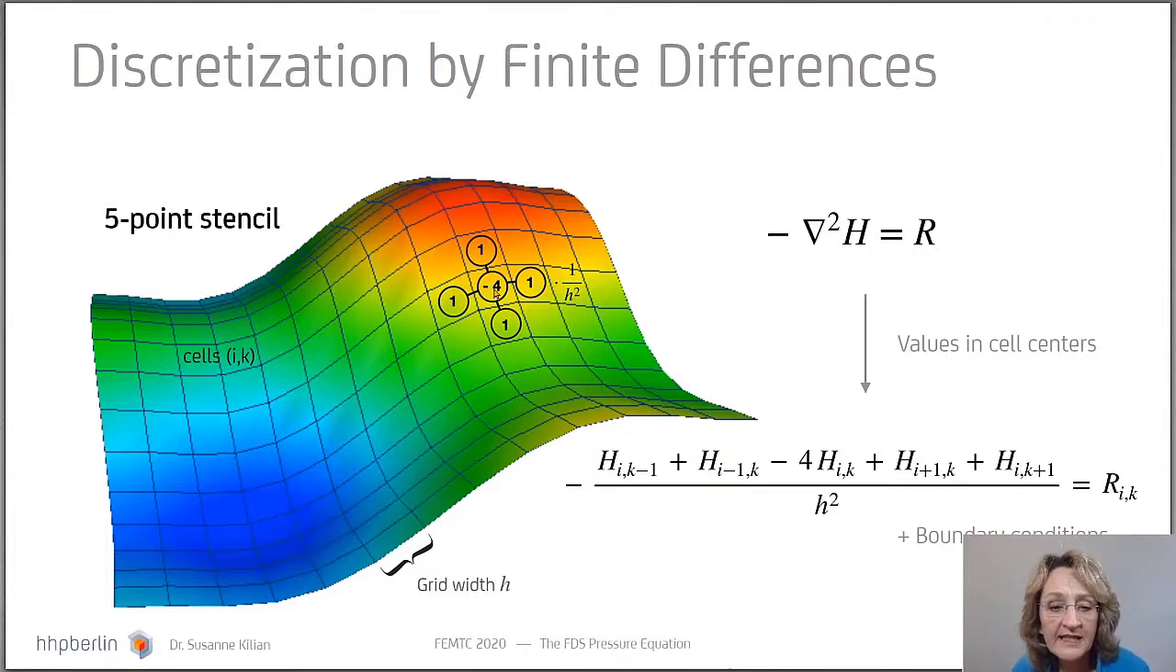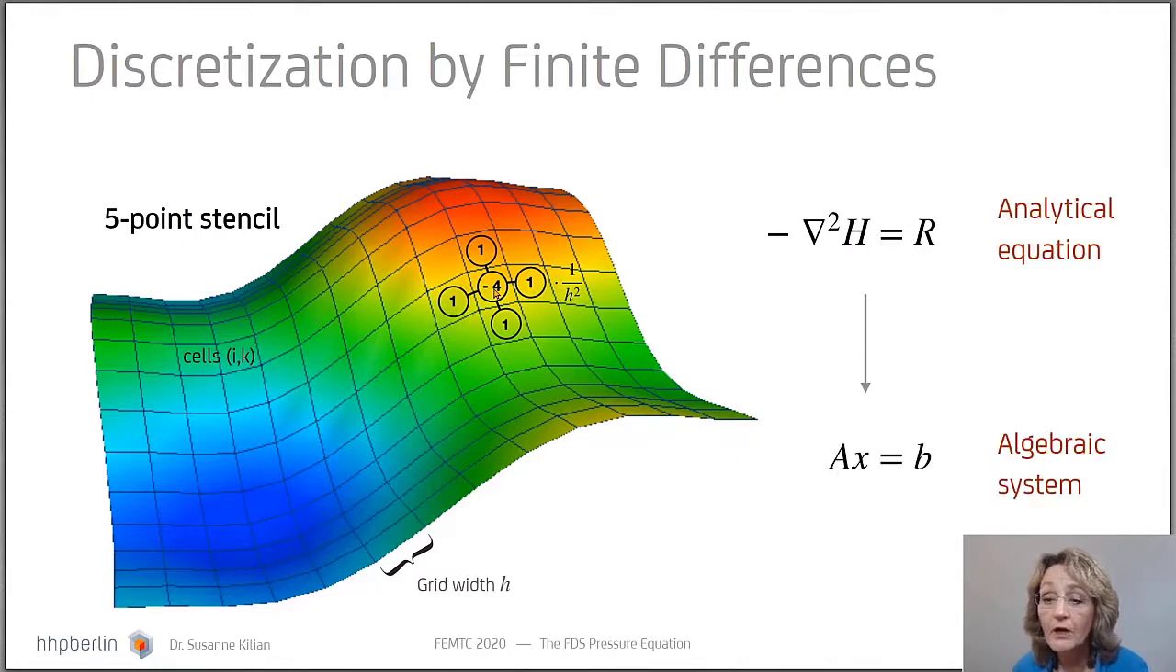And if you do this for all cells of your grid, then you end up with a huge system of equations based on a matrix A, and this matrix has 5 or 7 times as many entries as you have cells in your grid.